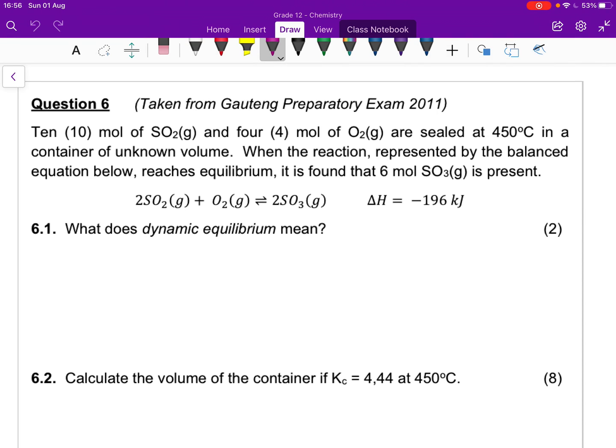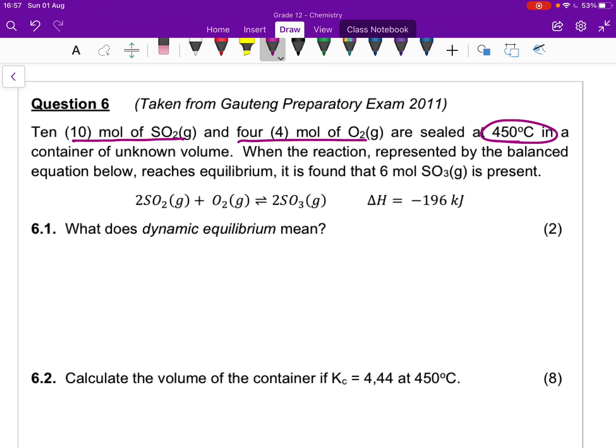We're now going to look at another question on equilibrium. This was taken from the Gauteng Education Department's prelim preparatory exam from 2011. So, what do they tell us? 10 moles of SO2 and 4 moles of O2 are put in a sealed container at 450 degrees of an unknown volume. The volume is neither here nor there at this point.